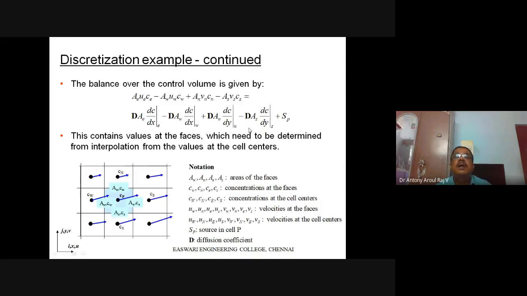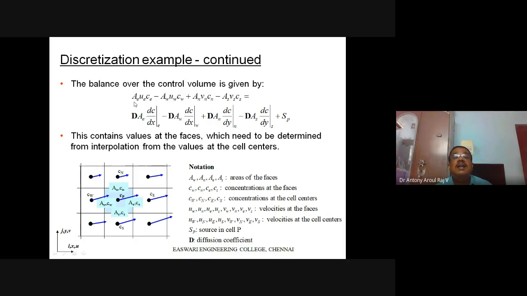Yesterday we saw how you can do this. East means CE minus CP divided by delta X. Similarly, west means CP minus CW divided by delta X. North means CN minus CP divided by delta Y. Similarly, here it will be CP minus CS divided by delta Y. The right hand side has absolutely no problem.